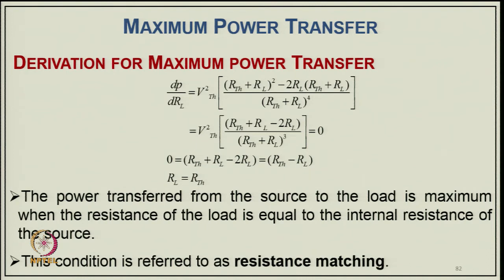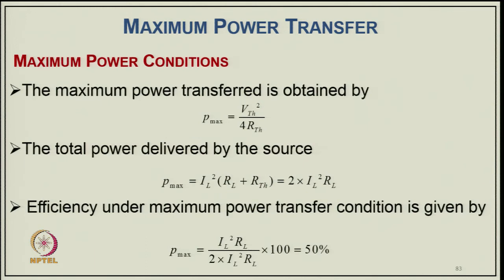So, power transfer from the source to the load is a maximum when the resistance of the load is equal to the internal resistance of the source, and this condition is referred to as resistance matching, or in case of AC in general we call it impedance matching. The maximum power transferred is PTH equal to Thevenin voltage square divided by 4 RTH, and the total power delivered by the source will be P equal to IL square into (RL plus RTH), that will be equal to 2 into IL square RL.